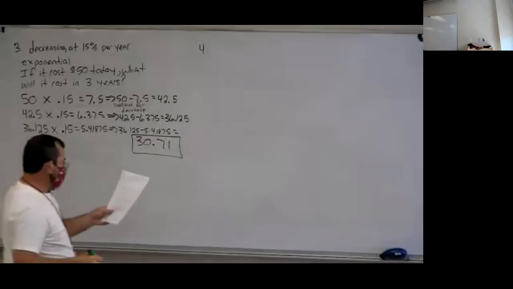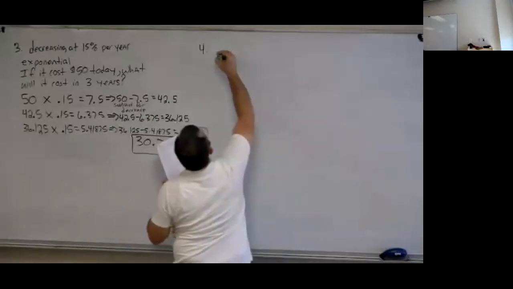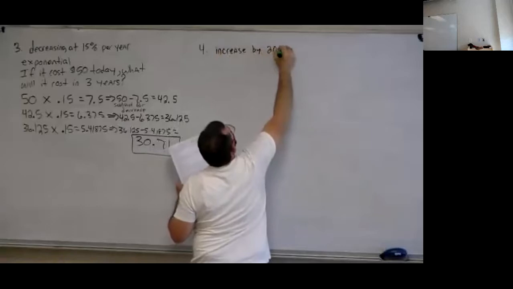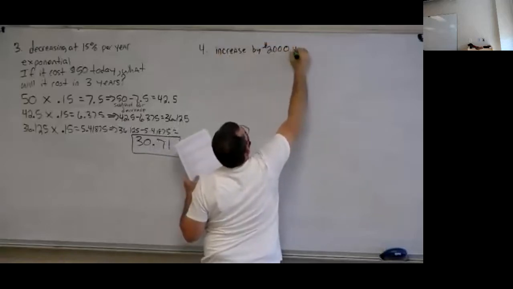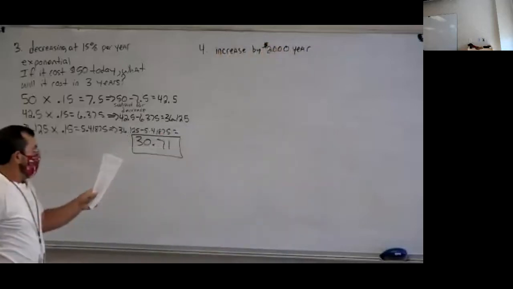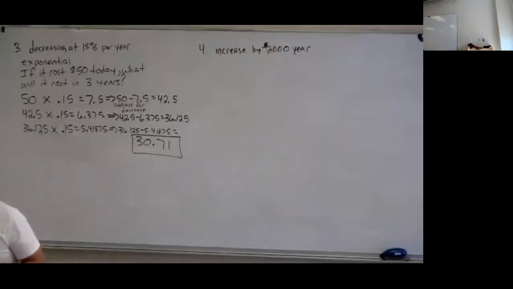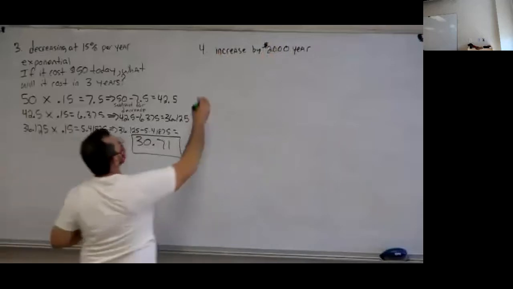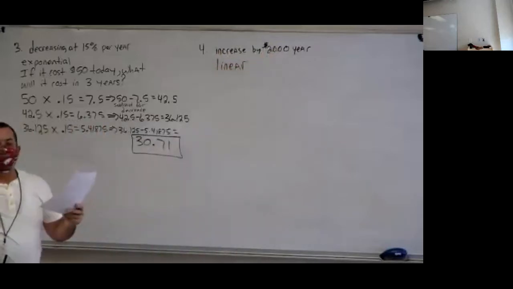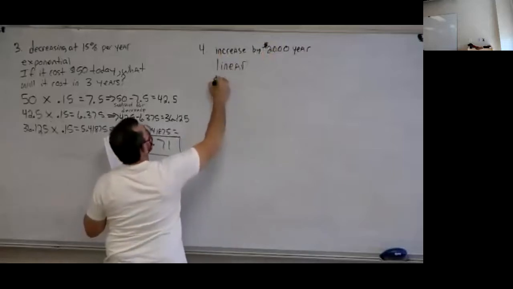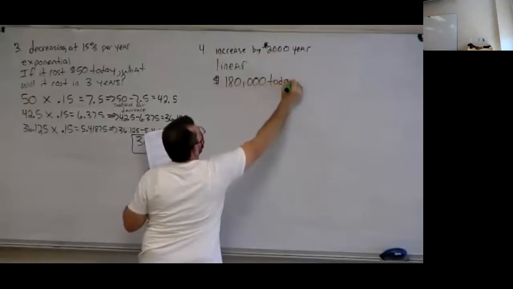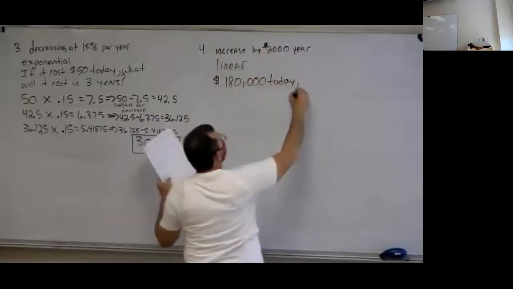The value of a house is increasing by $2,000 a year. Linear or exponential? Linear, because now we got a certain amount every year, so this is definitely linear. So if this house is 180,000 today, what will it be worth in 5 years?